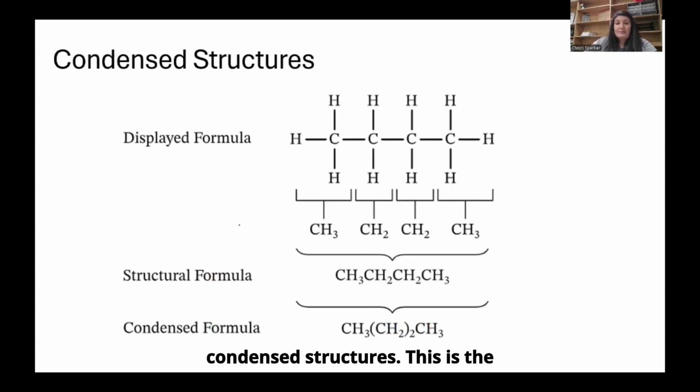For condensed structures, this is the displayed formula, and you can see here that this is a CH3 group, a CH2, CH2, and CH3 group. You can write it out as a structural formula this way, but for the condensed formula, you don't want to write out so many CH2s. If you have really long straight chain alkanes, you're going to have a lot of CH2s. So usually what you write is your bookends of CH3, and in between, you have your CH2s in parentheses, and the subscript afterwards is the number of CH2 groups you have in the middle. So here we have 2 CH2s, and that is how you get your 2 down here.